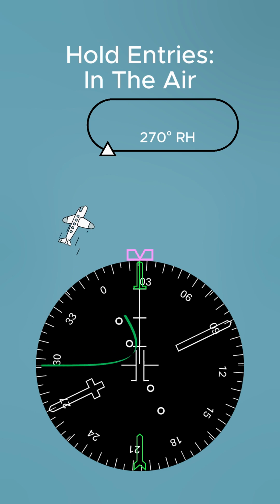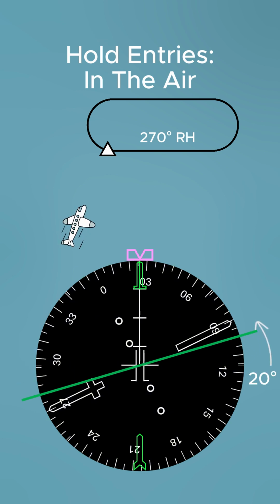First, draw a line across the HSI from 9 o'clock to 3 o'clock. For a right-hand hold, tilt the right-hand edge up 20 degrees. For a left-hand hold, tilt the left-hand edge up 20 degrees. This is a right-hand hold. Then, drop a line from the middle. You now have the three sectors.